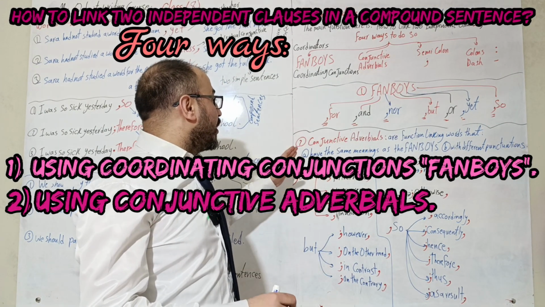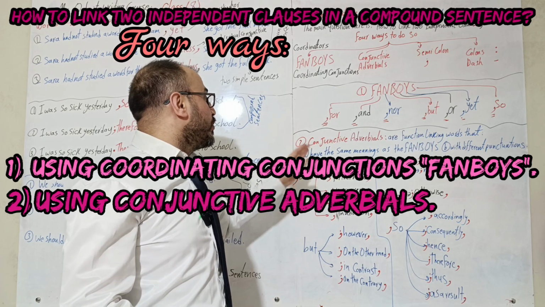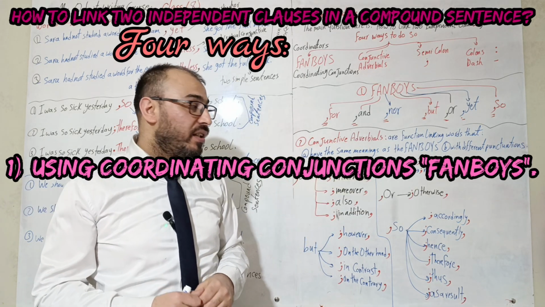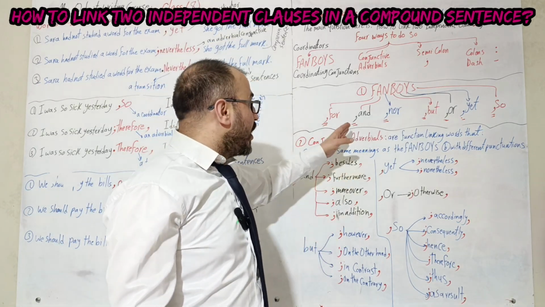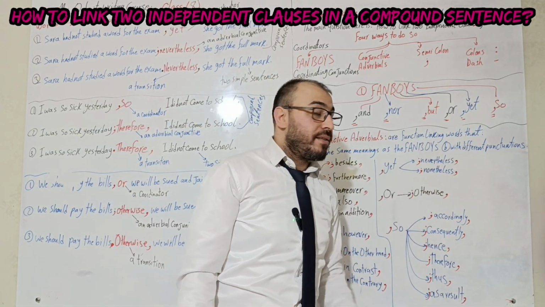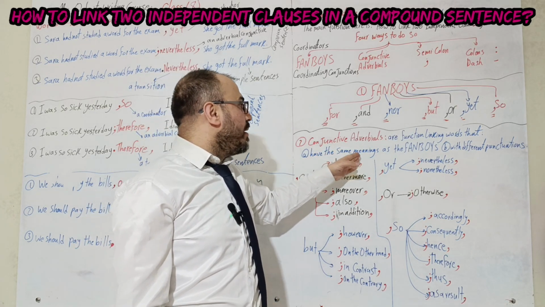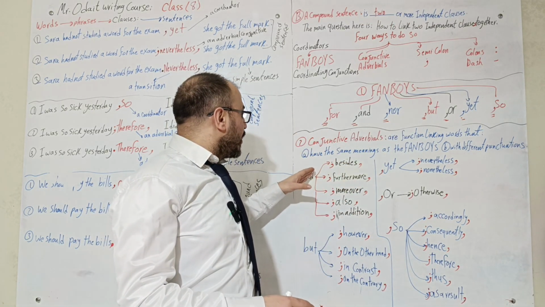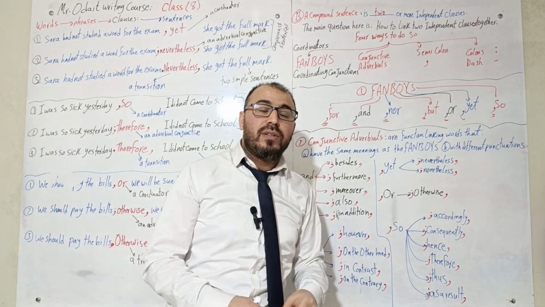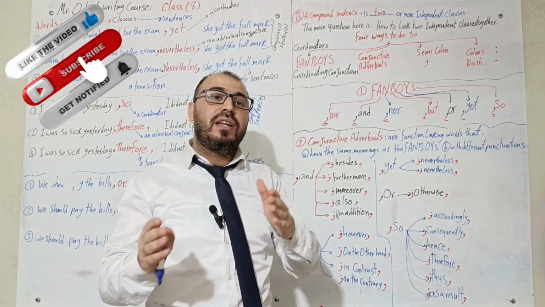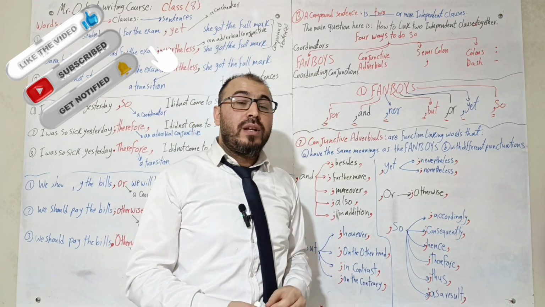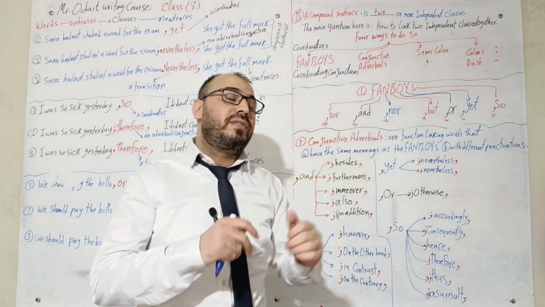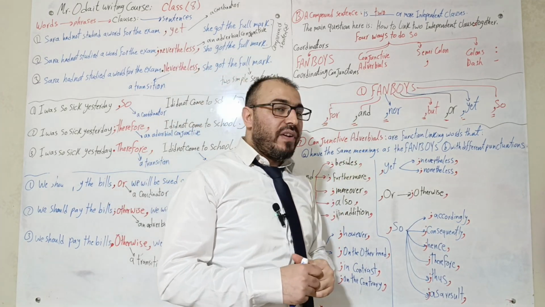And today, my friends, we are going to talk about the second solution, which is using conjunctive adverbials. So what are conjunctive adverbials? Generally, my friends, they are linking words that have the same meanings as the FANBOYS, which means that using one of these conjunctive adverbials can give the same meaning as the FANBOYS, but with one difference, which is the punctuation, because they have different punctuation from the FANBOYS.